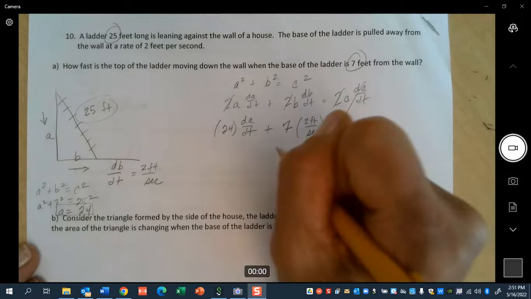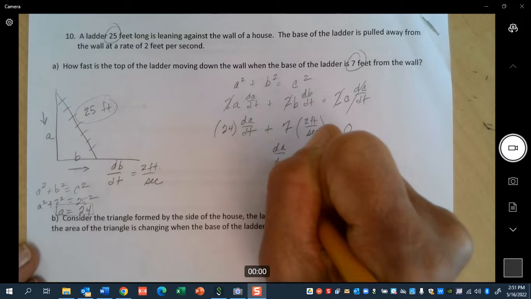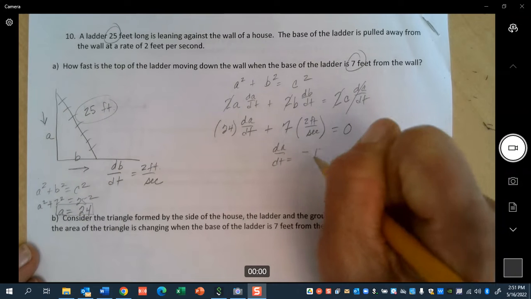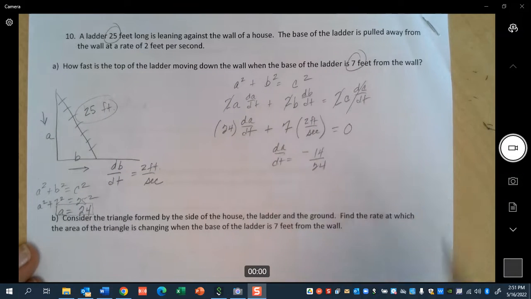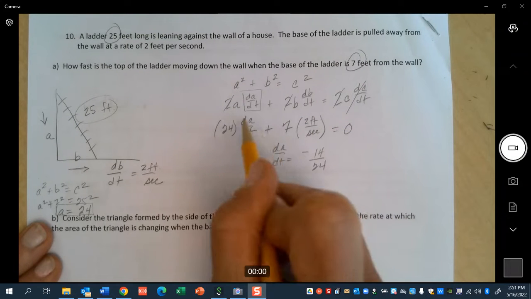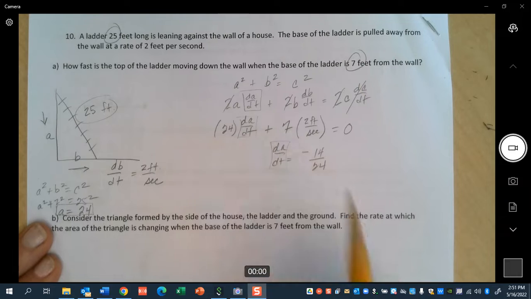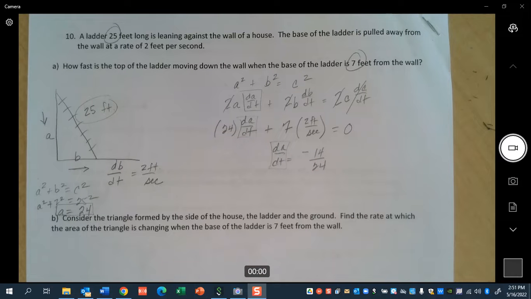It's no shocker that your rate is going to be negative because it's decreasing. I plug in what I know. I solve for what I'm missing. If I can get my equation with just one unknown, then I'm in business. That unknown has to match what I'm being asked to solve for.